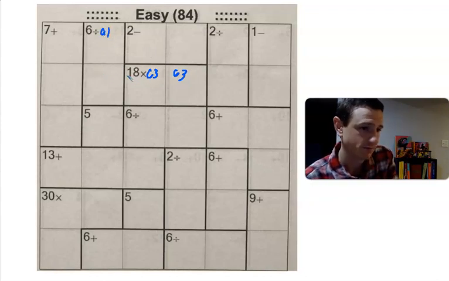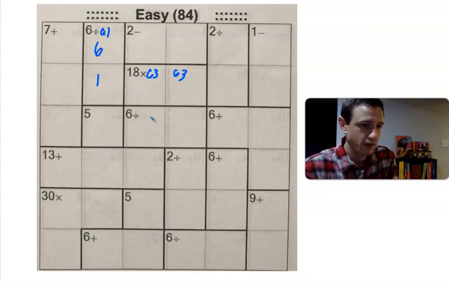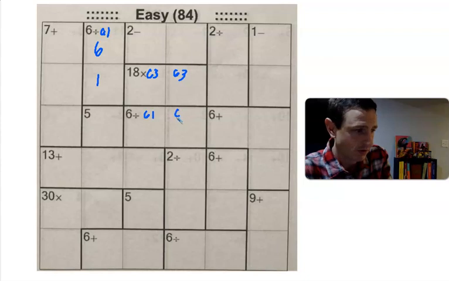6 and 3, 6 and 1. So 6 and 1. I know this is 6 and 3, so this has to be 1, 6, because 6 cannot go here. This could be 6 and 1.